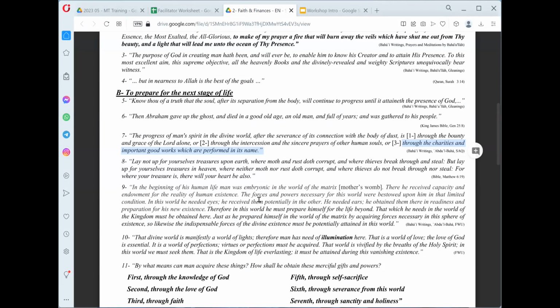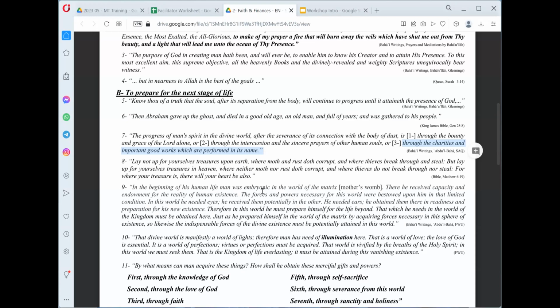All right. So I'm going to read the other one. The next one is from the Bible, and it says, lay not up for yourselves treasures upon earth, where moth and rust doth corrupt, and where thieves break through and steal. But lay up for yourselves treasures in heaven, where neither moth nor rust doth corrupt, and where thieves do not break through nor steal. For where your treasure is, there will your heart be also.